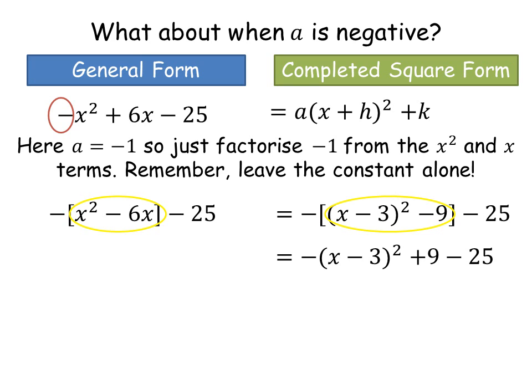To balance the equation, multiply it through and simplify. I've got negative multiplied by x minus 3 all squared. And here, again, be careful. Negative by negative 9 is positive 9 minus 25. And here I have that negative x squared plus 6x minus 25 is equal to negative into x minus 3 all squared minus 16.